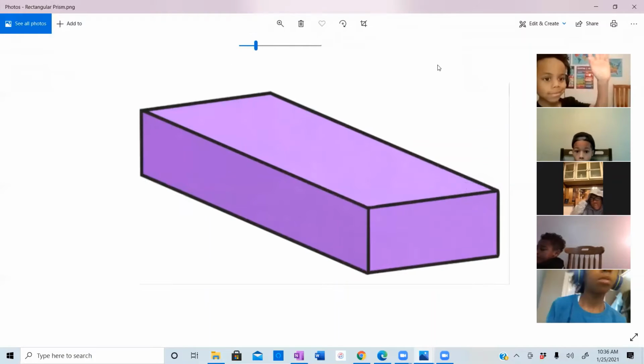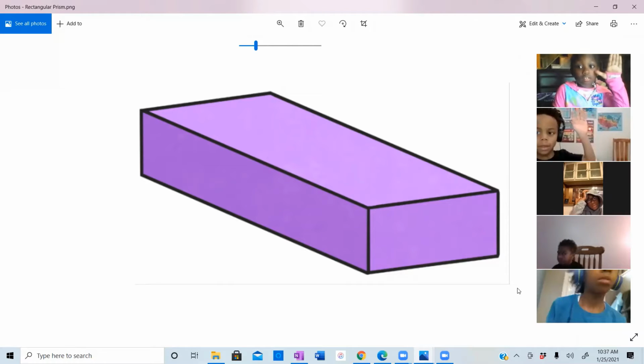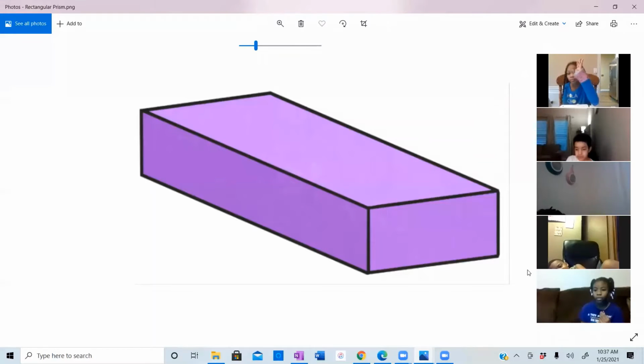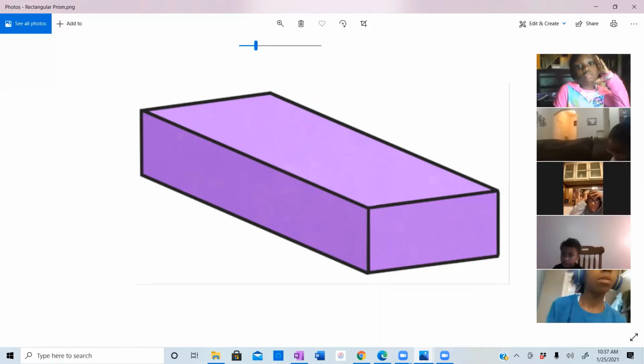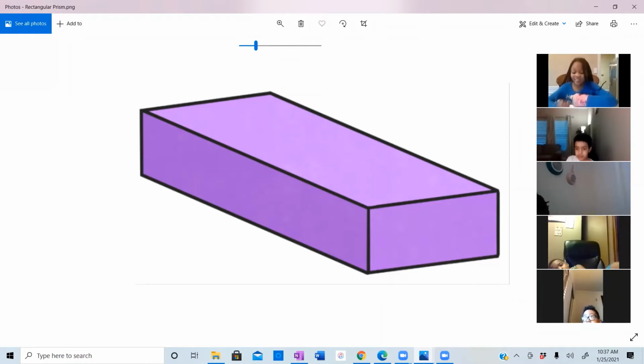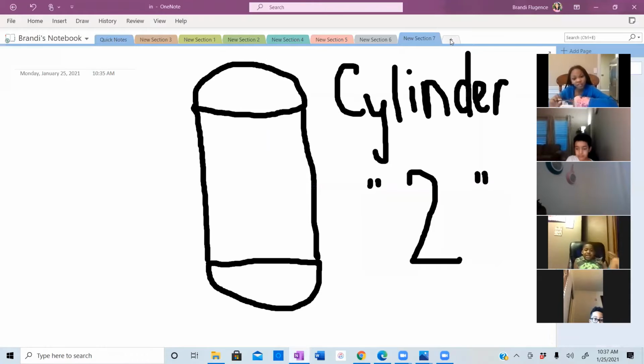Let's see who knows the name of this one. If you know it, raise your hand. If you think you know what this one is called. Okay, Omar, what do you have? Okay, anybody else? No? Jordan, what do you think? A square. A rectangle. It does have the name rectangle in it. You're close. Anybody else? It's called a rectangular prism. Rectangular prism. Okay, so let's draw this one.